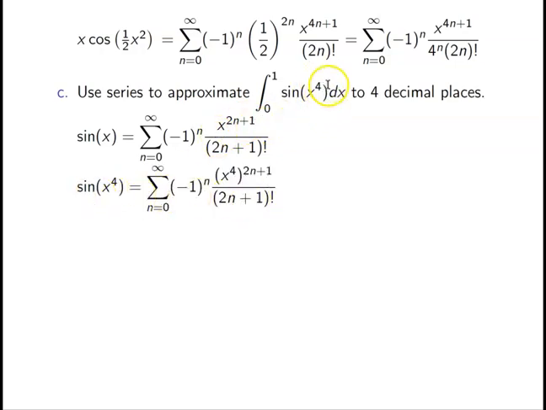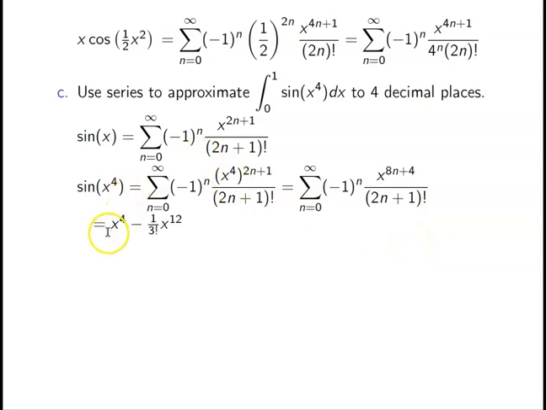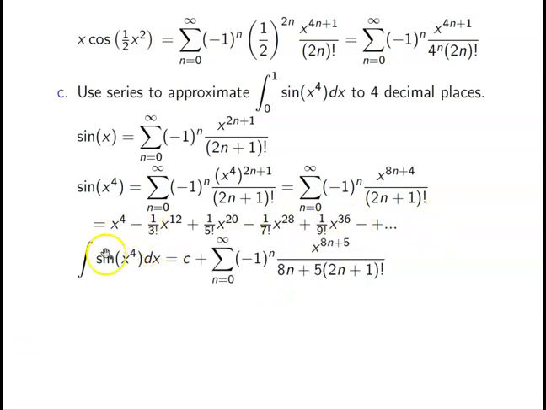We need to get this x to the 4th term, so we're going to replace all of our x's with x to the 4th. So right here, I'll have an 8n plus 4 in the numerator, and this 2n plus 1 factorial. If I look at this term by term, I have x to the fourth minus 1 over 3 factorial, x to the 12th, right? When I plug in 1 here, I get 8 plus 4, plus 1 over 5 factorial, x to the 20, and so forth, right? So I don't have to integrate term by term.